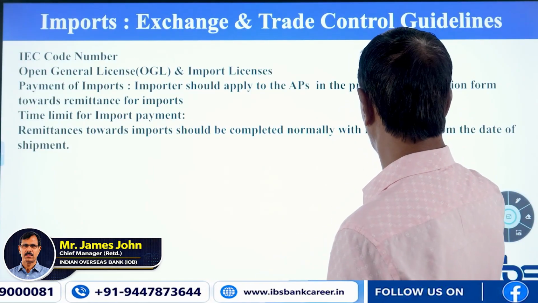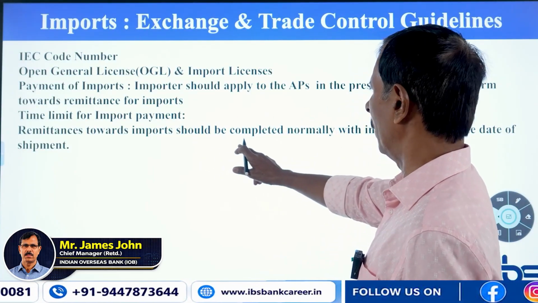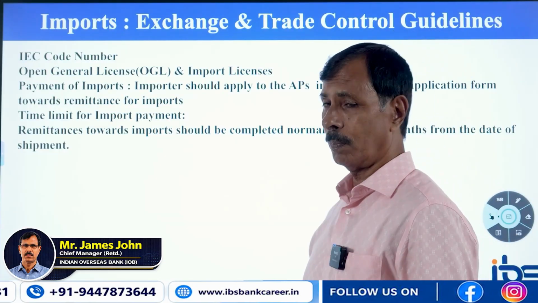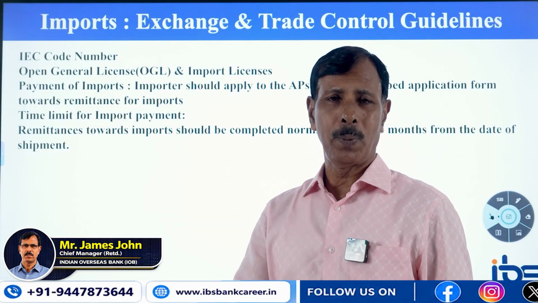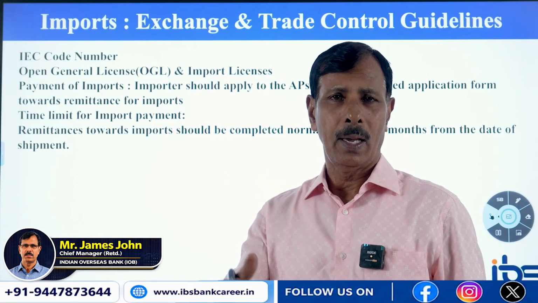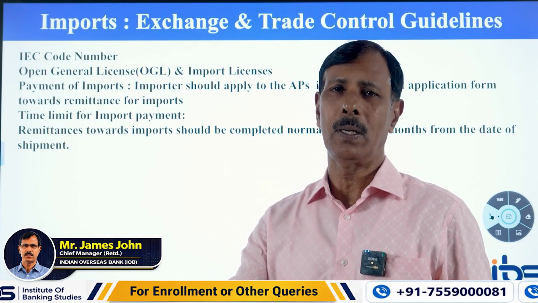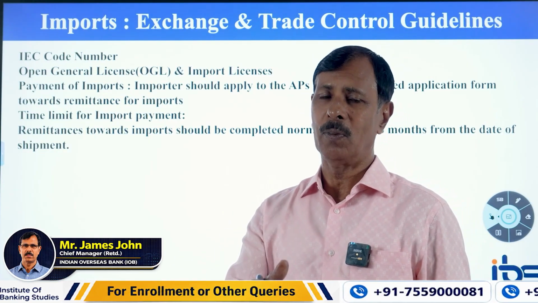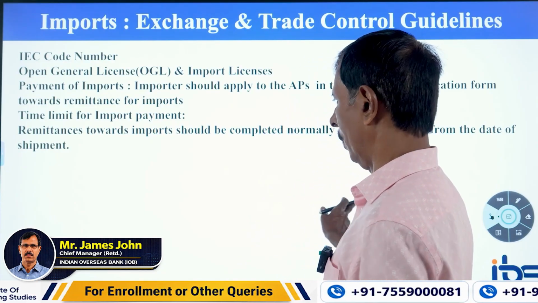So the remittance has to be made. What is the time limit? It should be completed within 6 months from the date of shipment. So if the person is buying a computer from Japan and you see the date of shipment in Japan, from that day, within 6 months, the payment has to be completed.